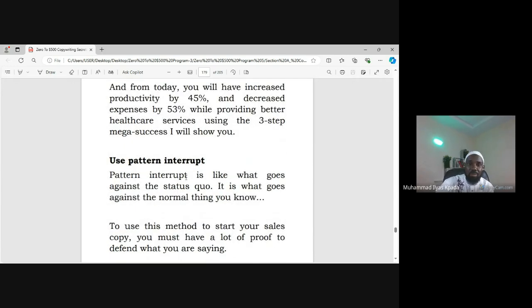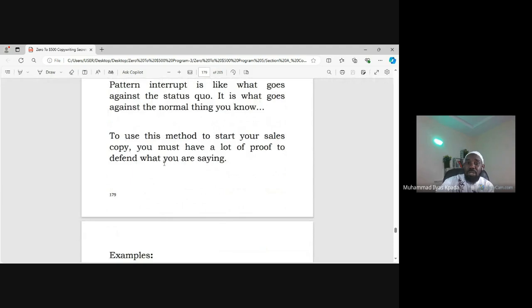Use pattern interrupt. Pattern interrupt is what goes against the status quo. You already know about it. To use this method to start yourself up, you must have a lot of proof to defend what you are saying. It is the reason why, if you are using pattern interrupt, your copy must be long, because you have to prove every single thing. Remember, copywriting must be what? Emotionally compelling and intellectually interesting, which means it must make sense. You have to prove it.